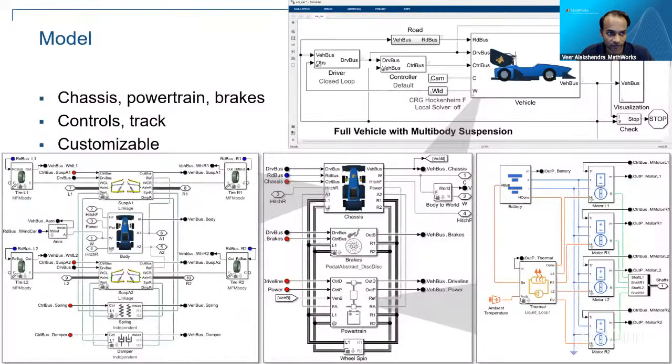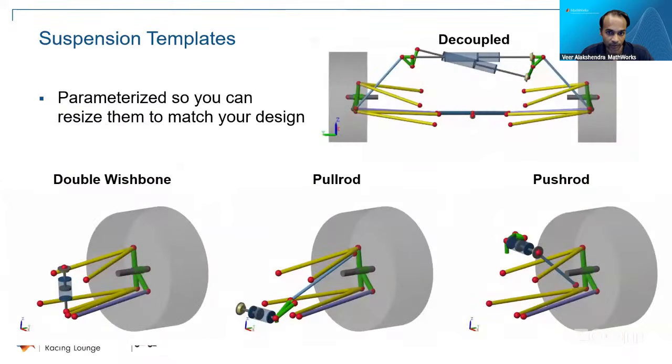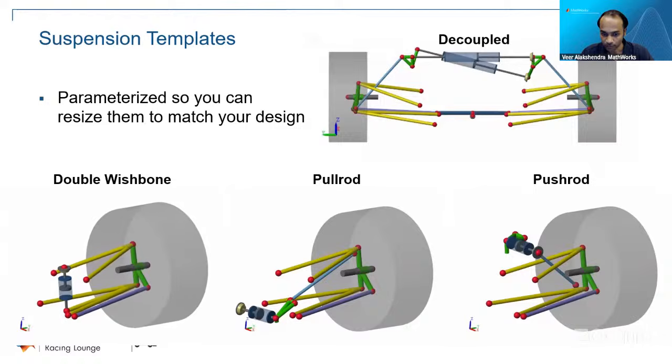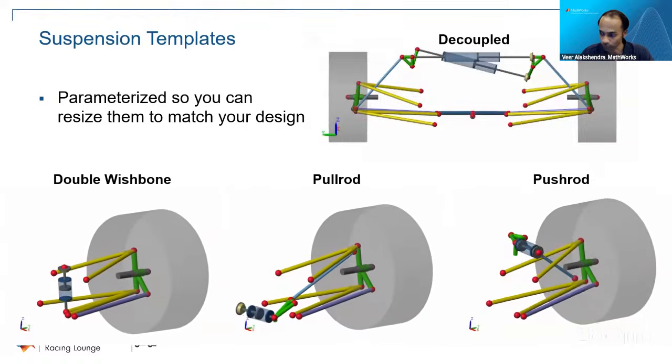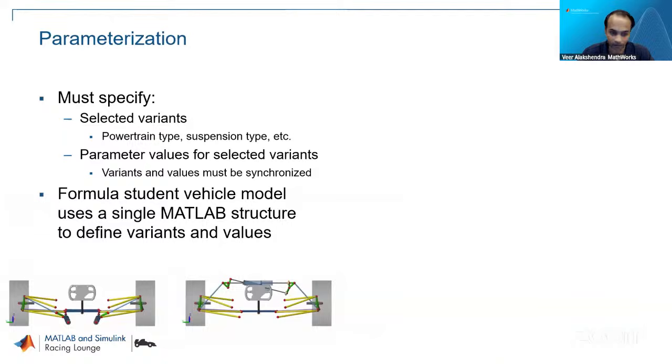Now this model has been broken down into different subsystems. It has chassis, powertrain, brakes, controls. And these are all customizable. Then further, you can parameterize all these, and it has a decoupled suspension, it has double wishbone, it has pull rod and push rod. So let me just go around the model that we have.